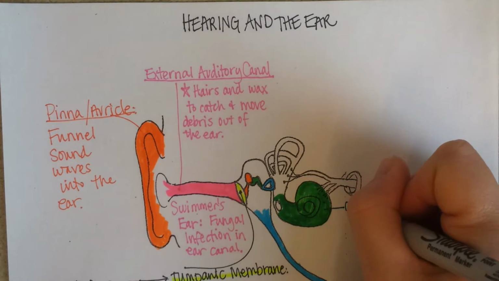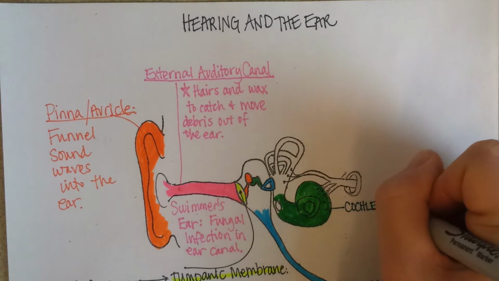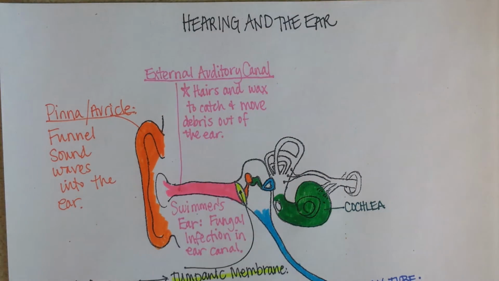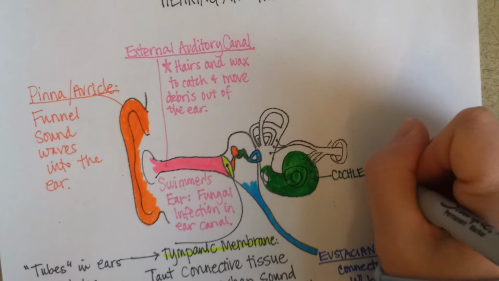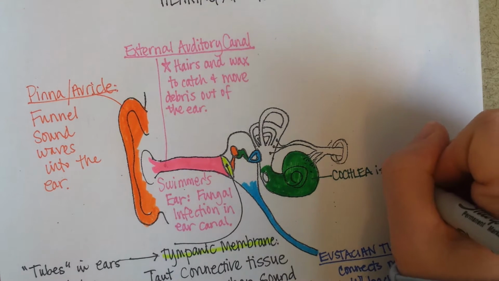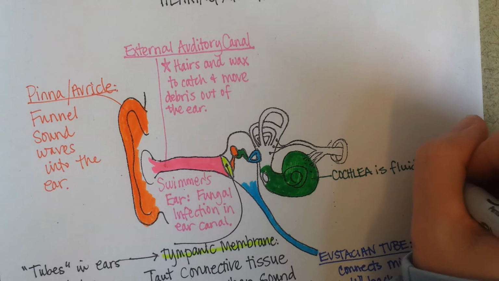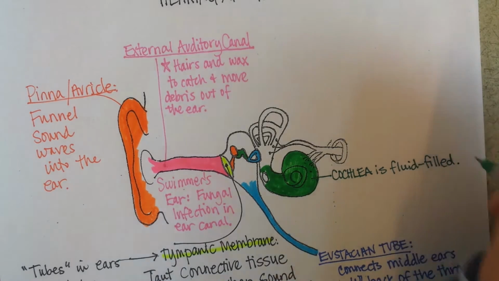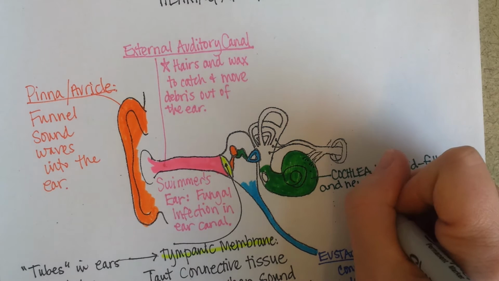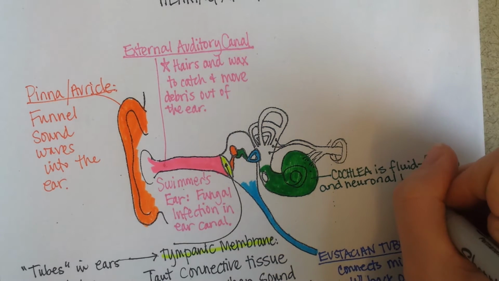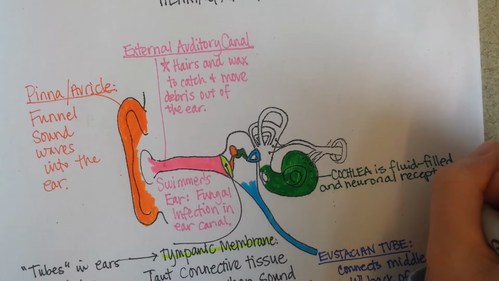So this is the cochlea. And the cochlea is fluid filled, and the neuronal receptors here are called hair cells.